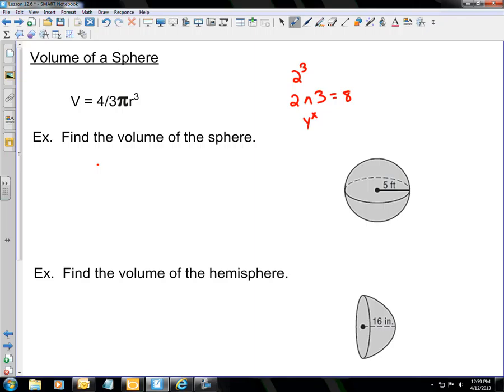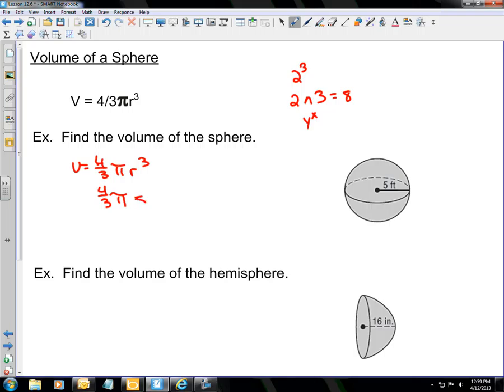Okay. All right. So, our formula for volume is 4/3 pi r cubed. The formula for volume is 4/3 pi r cubed. Okay. So once we know the radius, we just plug it in and we get our answer. Okay. So 4/3 pi r cubed. My radius in this first example is 5.